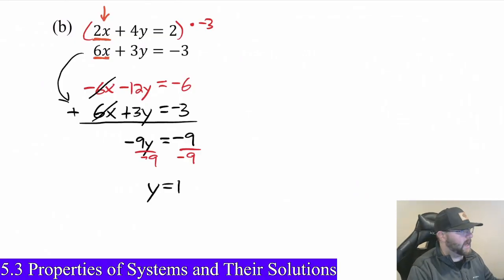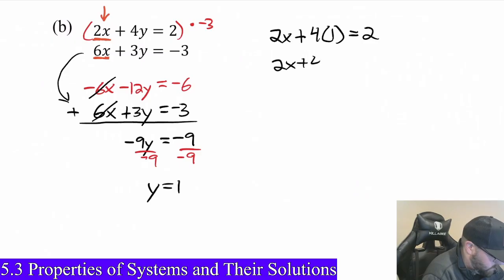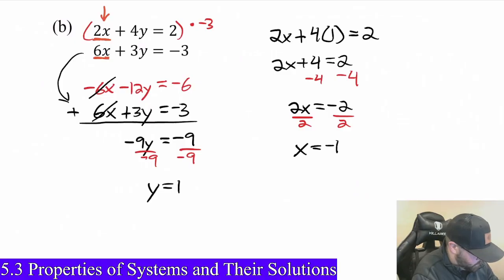Okay, plug it back into one of the two original equations. I'm going to pick the first one, the top one. So 2x plus 4 times 1 equals 2. Okay, we get 2x plus 4 equals 2. We're going to subtract 4 from both sides. We get 2x equals a negative 2. And then when we divide both sides by a positive 2, we get x to be a negative 1. So our solution is (negative 1, positive 1).